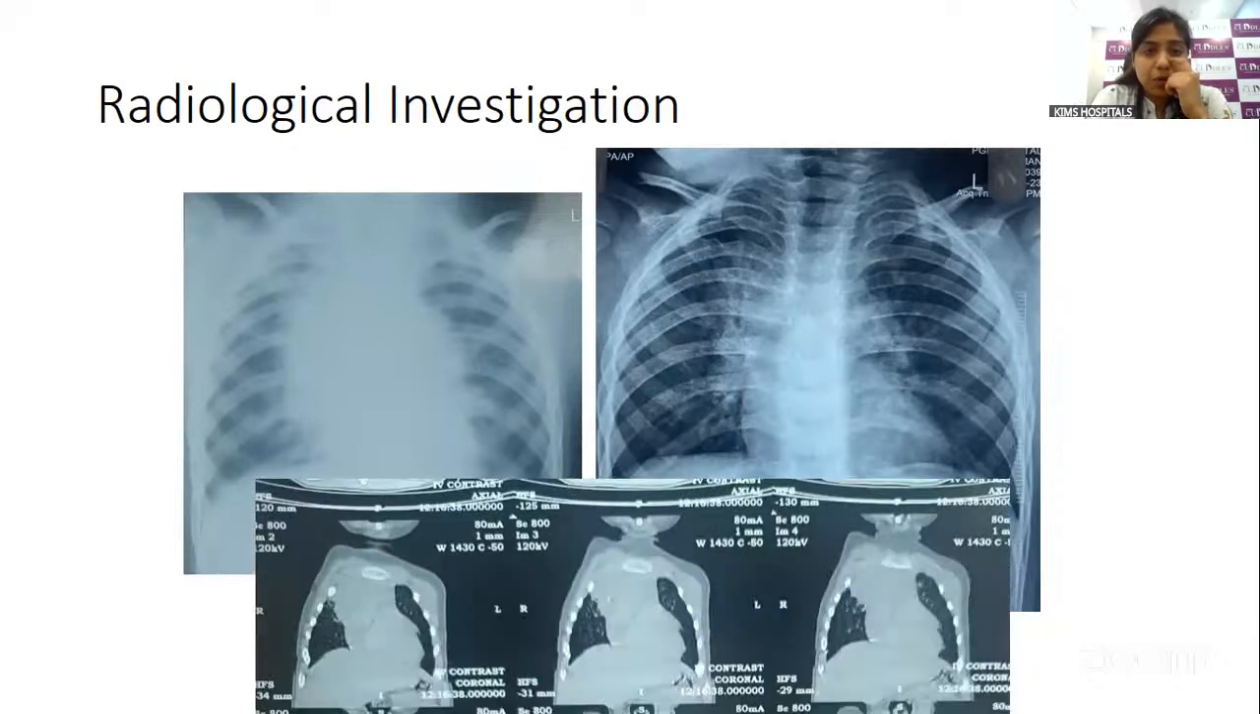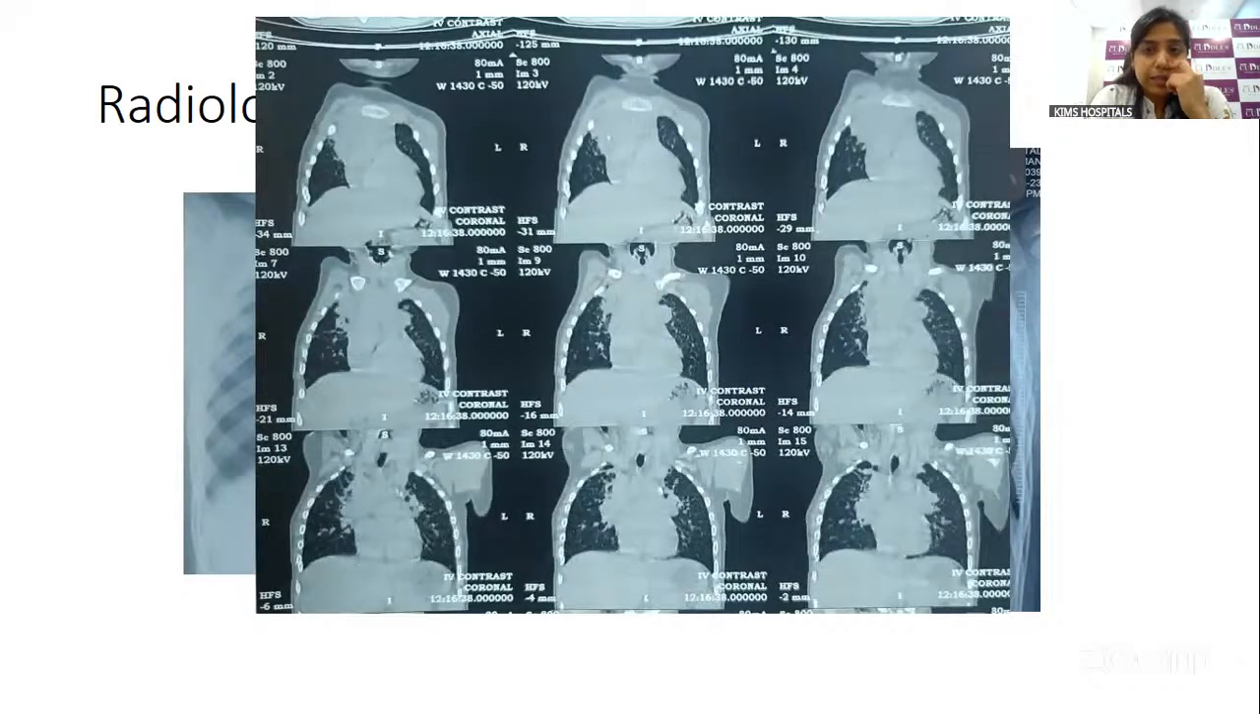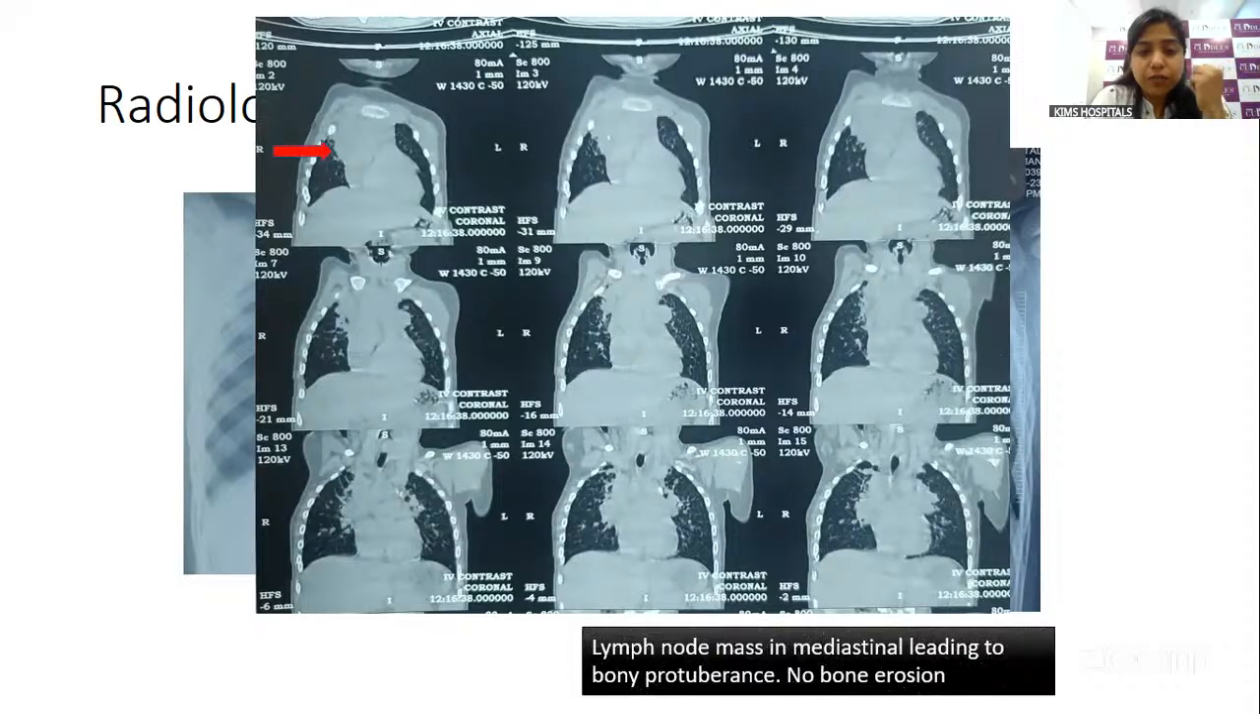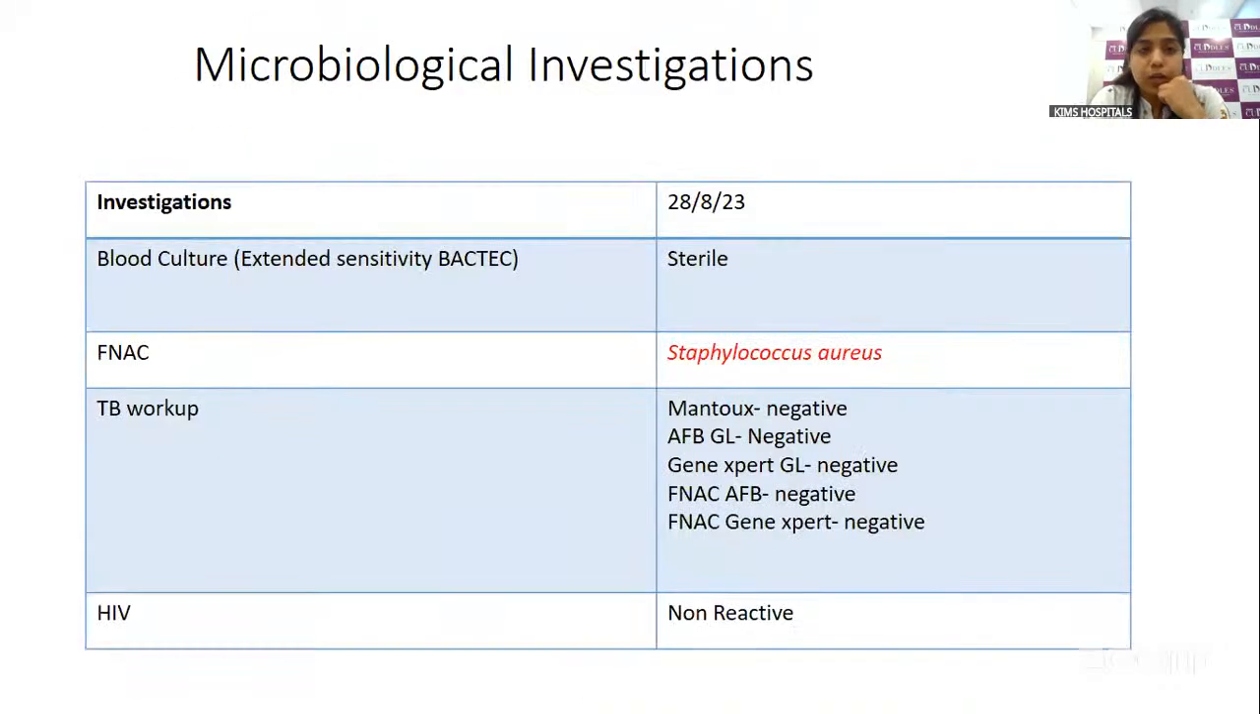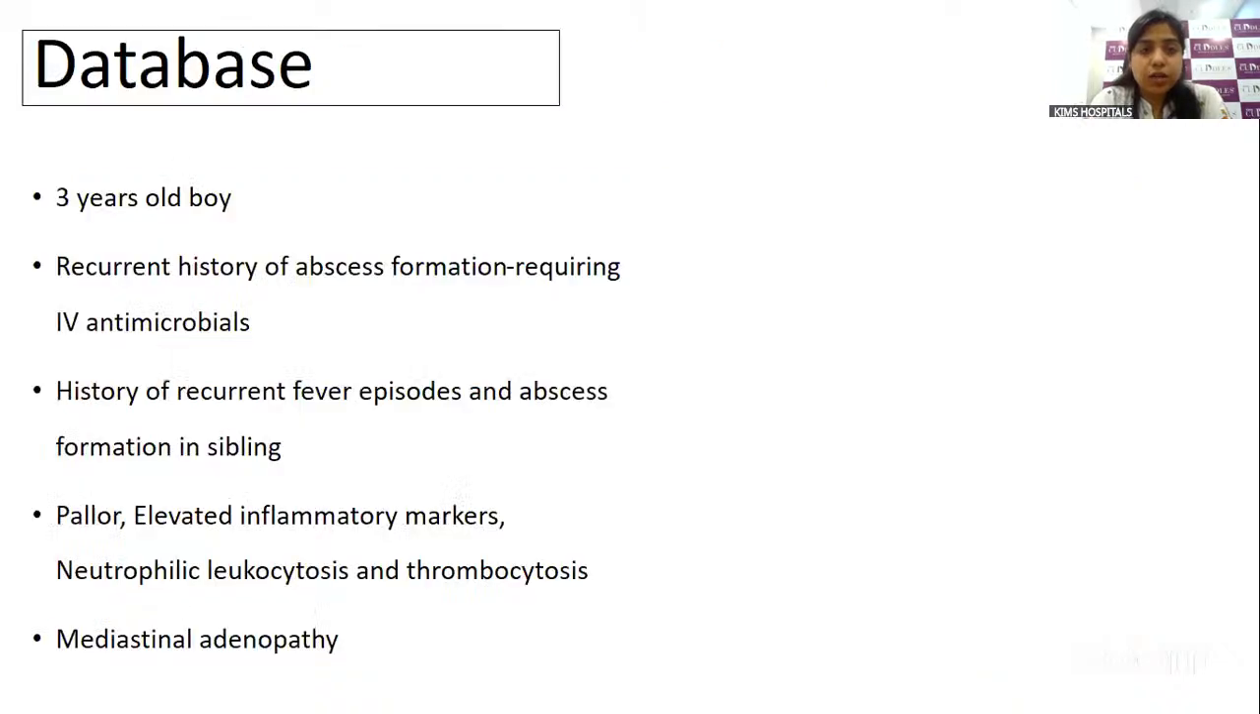This child had pneumonia also, and we can see CT showing a lymph node mass that is actually leading to a bony protuberance by pushing the bone. However, there were no bony erosions. So we did further investigations. The FNAC from that swelling, again we isolated Staphylococcus aureus, and TB workup we did for this child was negative, and HIV was non-reactive.